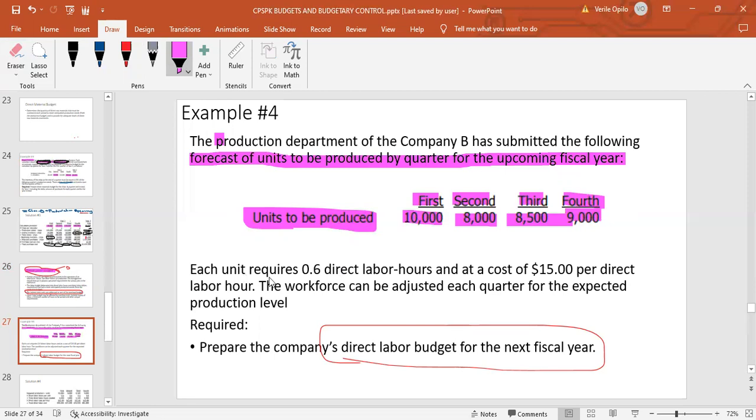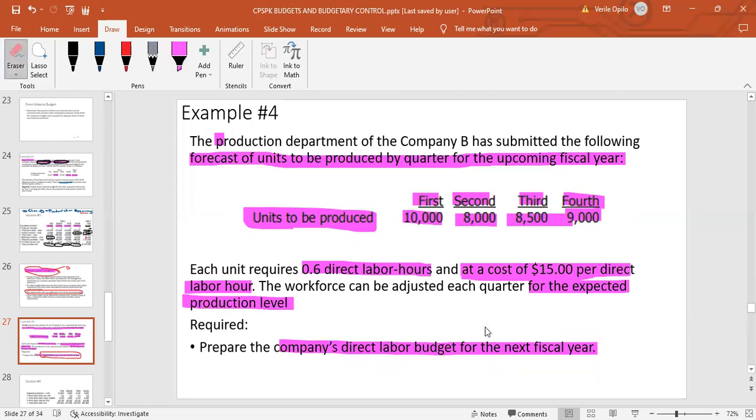We're told that each unit requires 0.6 direct labor hours at a cost of $15 per direct labor hour. The workforce can be adjusted each quarter for the expected production level. So the requirement is to prepare the company's direct labor budget for the next year. You find that the direct labor budget is actually straightforward because for labor, you can't have opening inventory and closing inventory. So what you are going to spend is exactly what you have budgeted for.